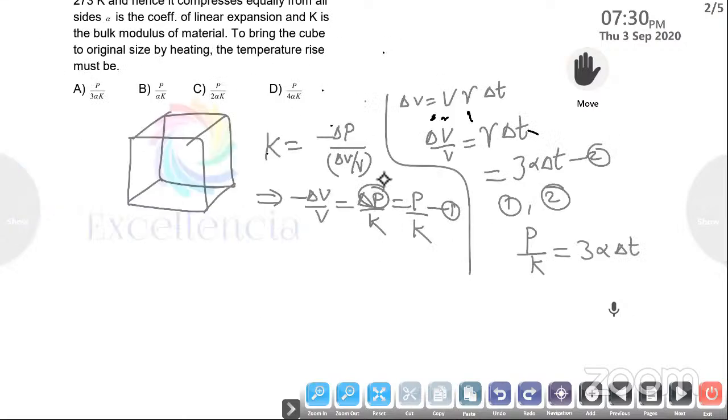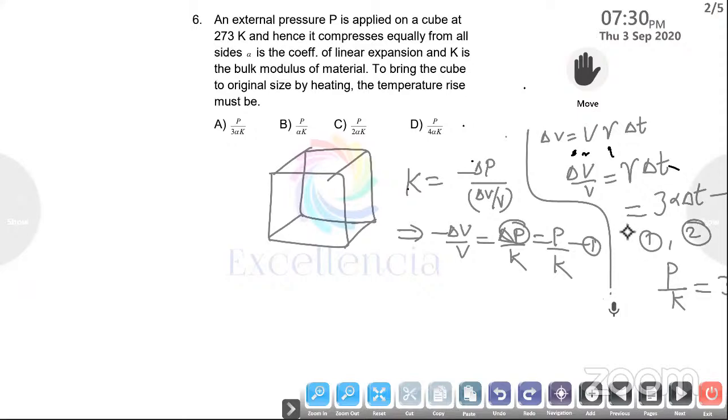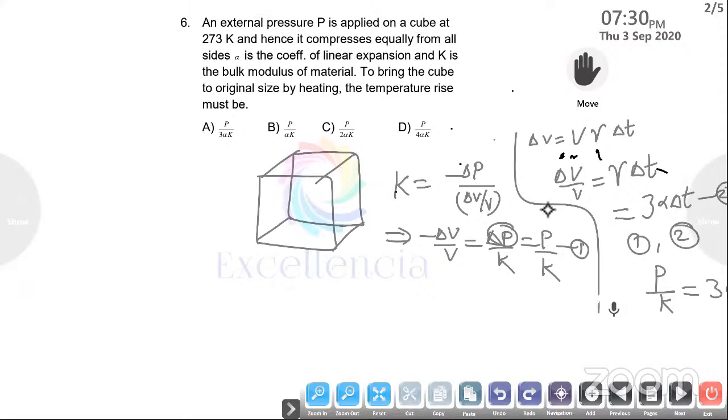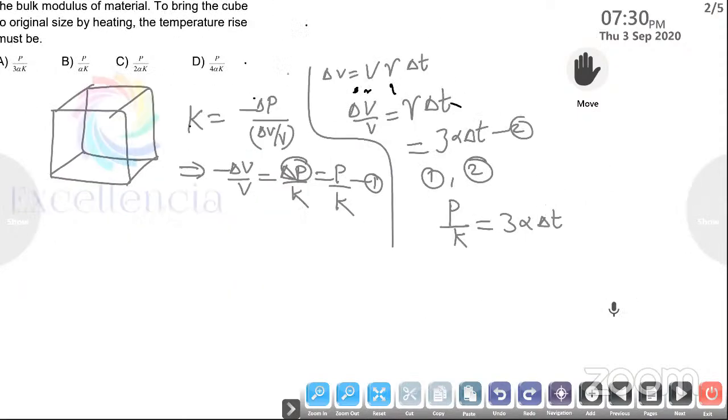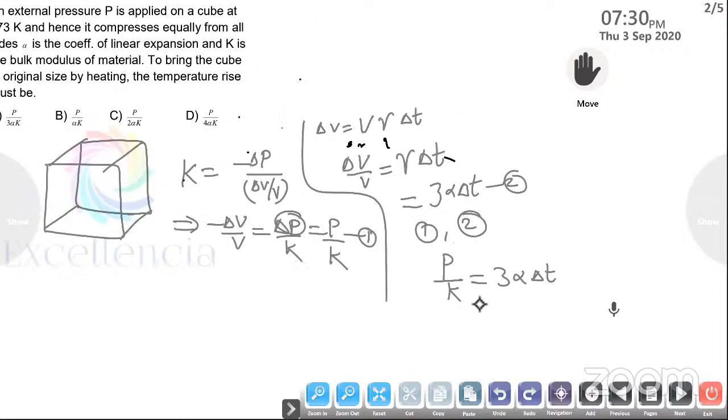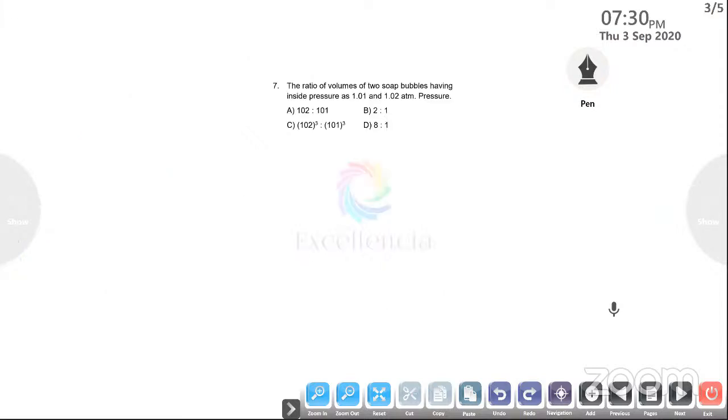So from here we can write temperature rise delta T is equal to P by 3 alpha K. This is the temperature rise. So here this is a combination of thermal expansion, and also the properties of solids. Right. Now let us go to the next question.